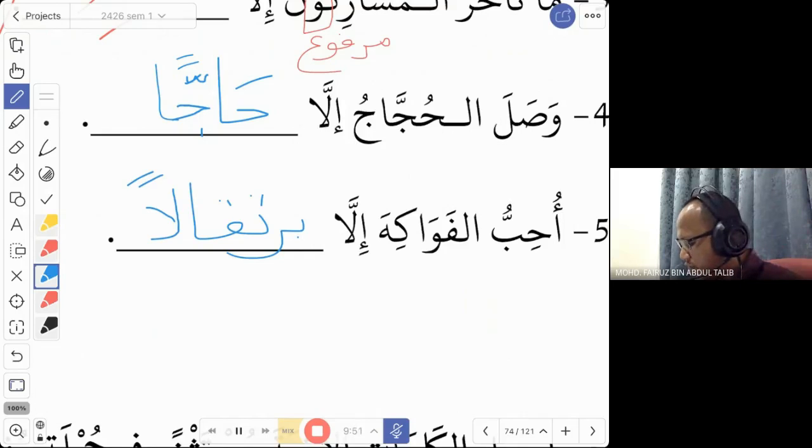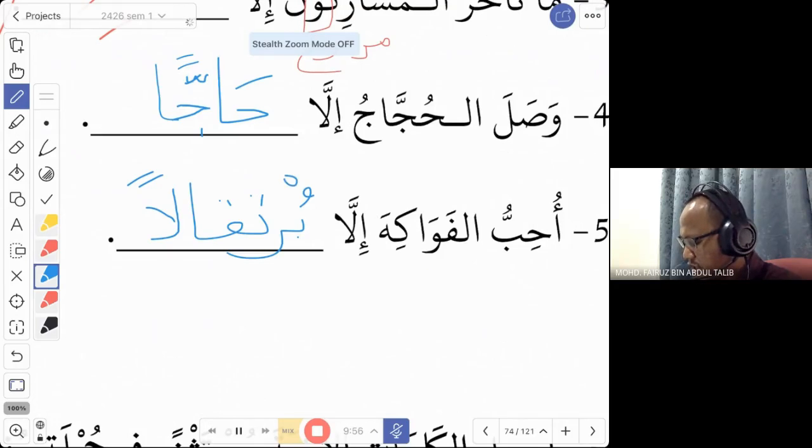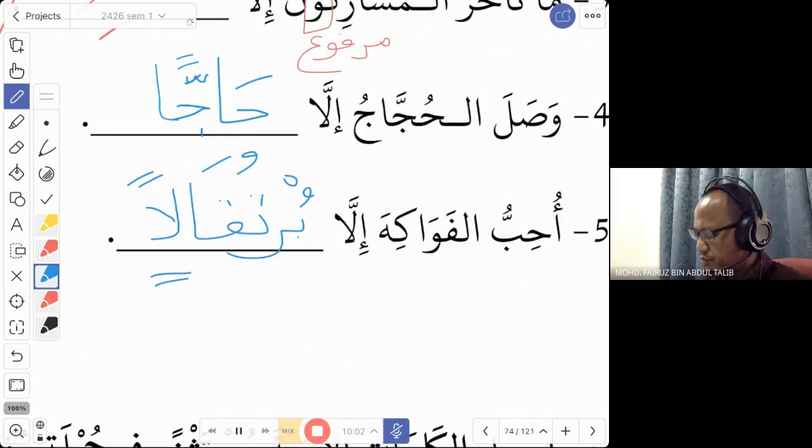Okay. Uhibbul fawakih illa burtukalan. So I love fruit except for this burtukal. Except for orange. Orange, I don't like it. Yes, this belongs to group 1. Therefore, this must be mansub. Okay, good. Yes.